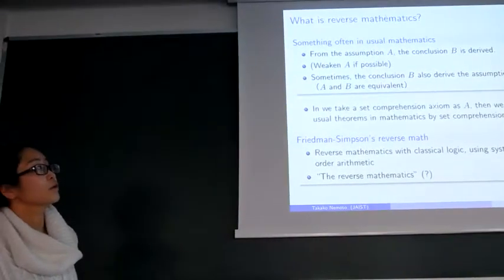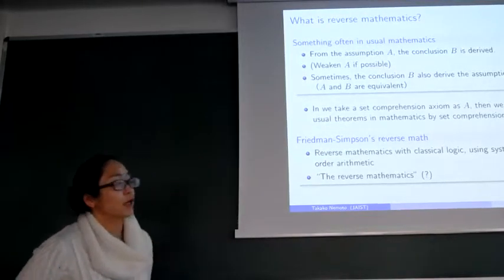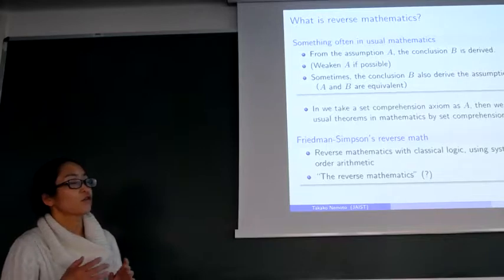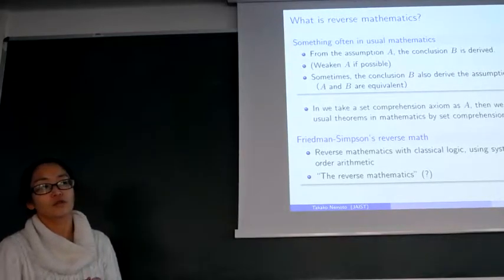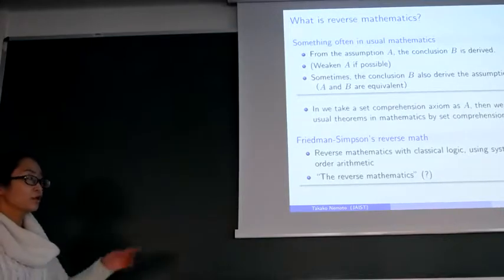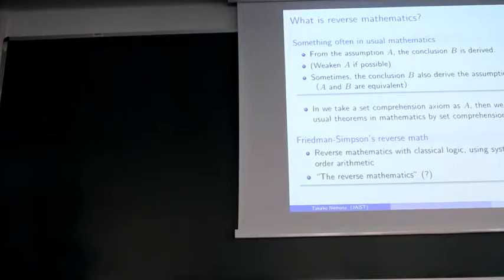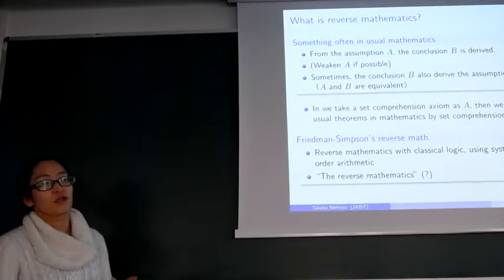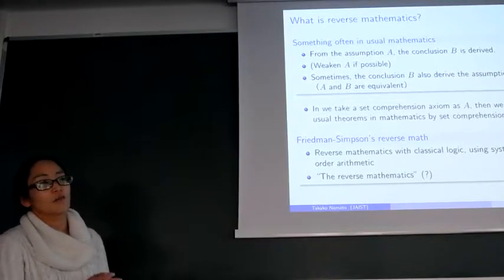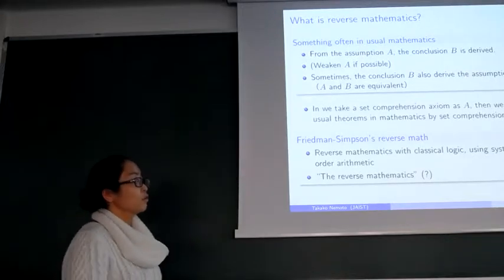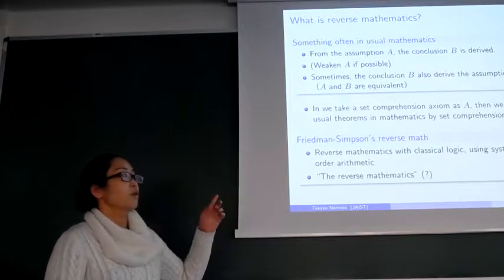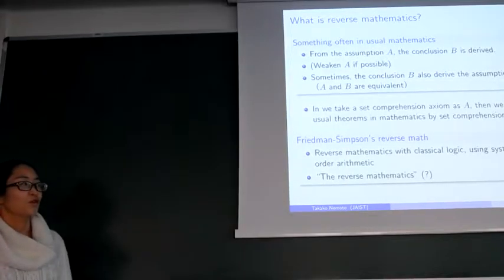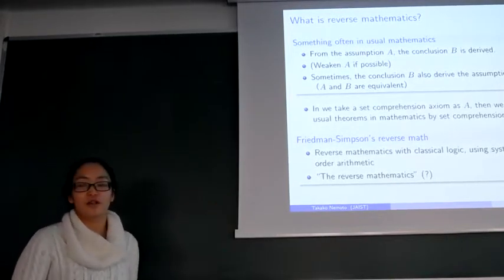But if we take this assumption A as some set comprehension axiom, then this makes a classification of mathematical theorems by set comprehension. That is, we have a common measure for mathematical theorems. That is Friedman and Simpson's reverse mathematics program. Reverse mathematics is a classification of mathematical theorems using a common measure like set comprehension or some other principle. The famous one, Friedman and Simpson's reverse mathematics, is mathematics using classical logic and systems of second order arithmetic. And if we speak of reverse mathematics, it usually means Friedman and Simpson's reverse mathematics.